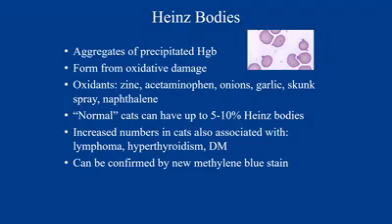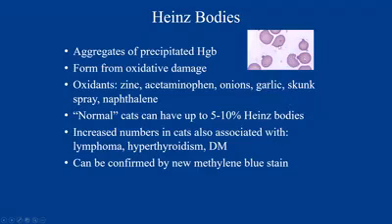Increased numbers of Heinz bodies in cats are not just associated with hemolytic toxins. You can also see them with some metabolic diseases like lymphoma, hyperthyroidism, and diabetes. How do we confirm Heinz bodies? Because as you can imagine, these can be kind of hard to see sometimes.